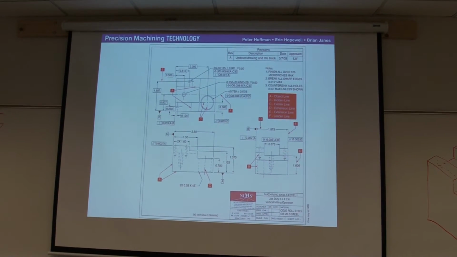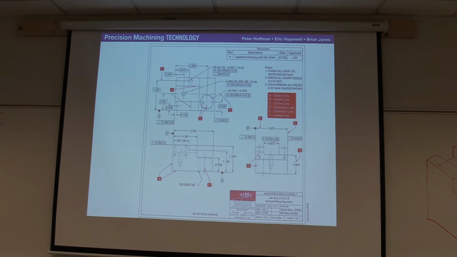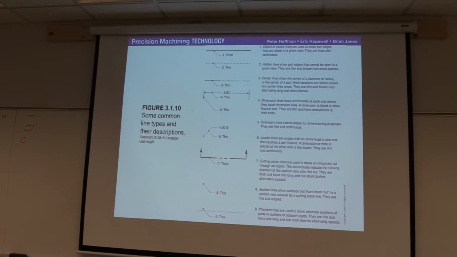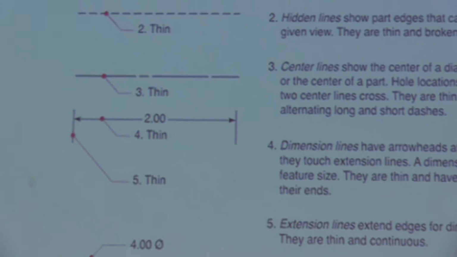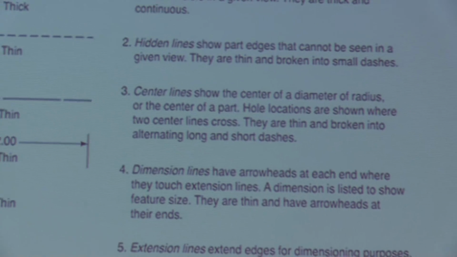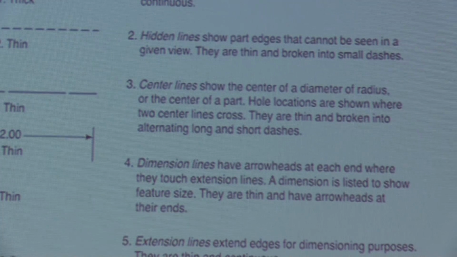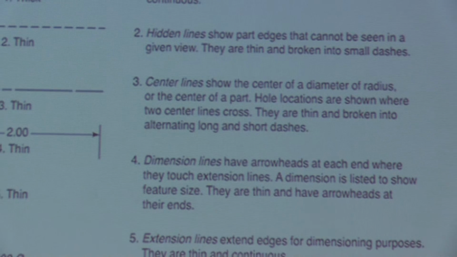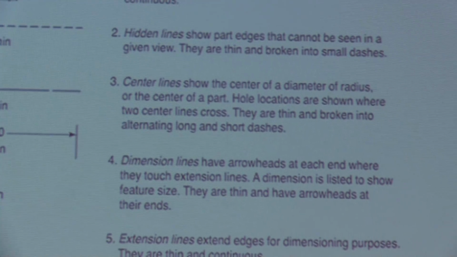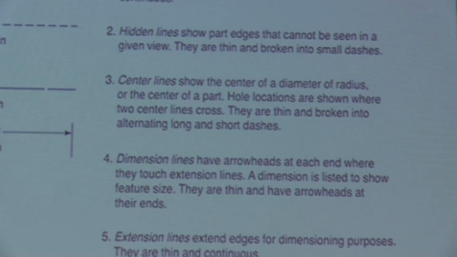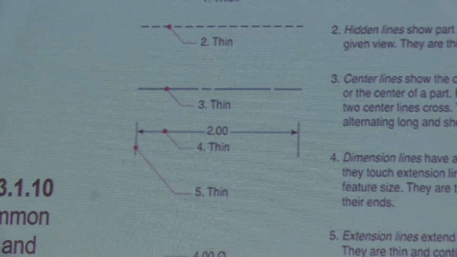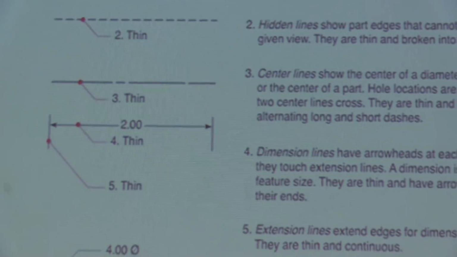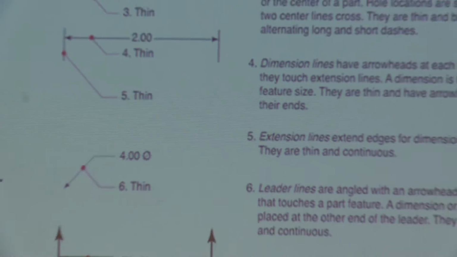All right, so let's go back. We've got object lines and hidden lines done. The next one is going to be a center line. So they show the center of a diameter or radius, or the center of a part. Hole locations are shown where 2 center lines cross. They're thin and broken into alternating long and short dashes. Okay, so long, short, long, short. Okay, let's see what it looks like on a print.